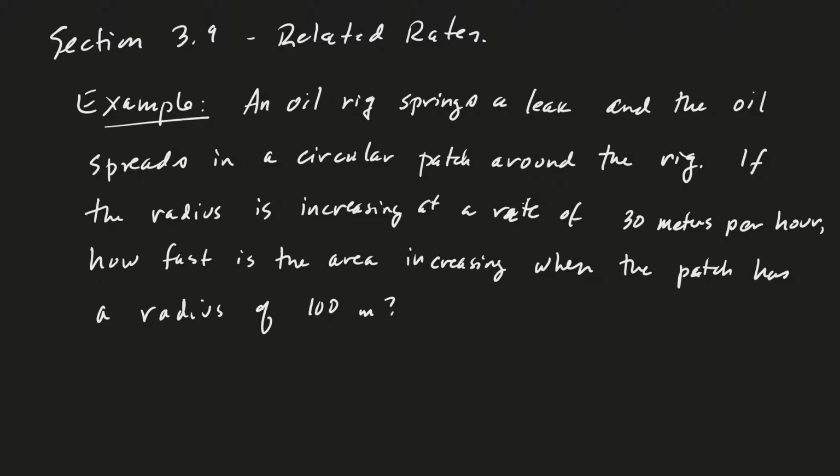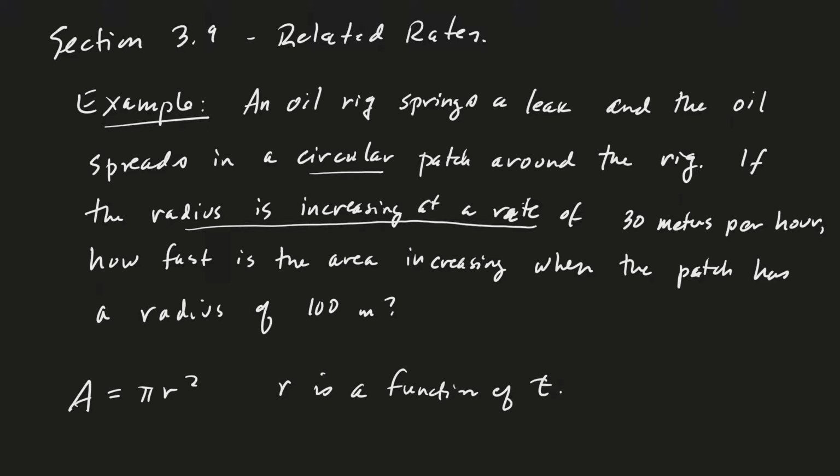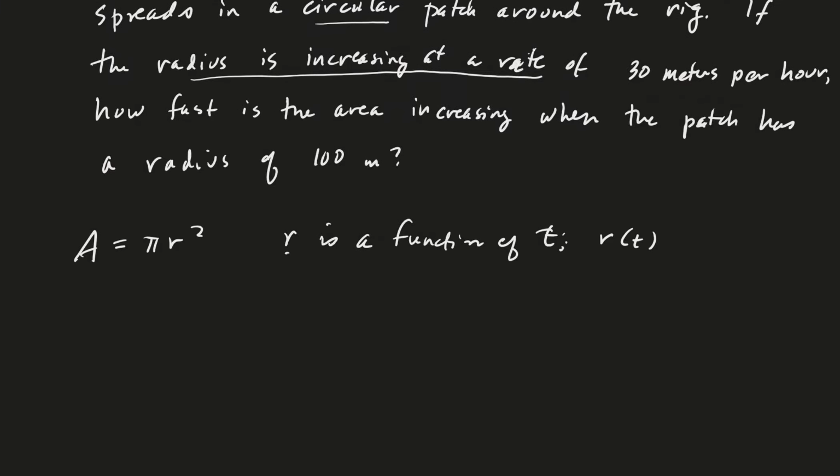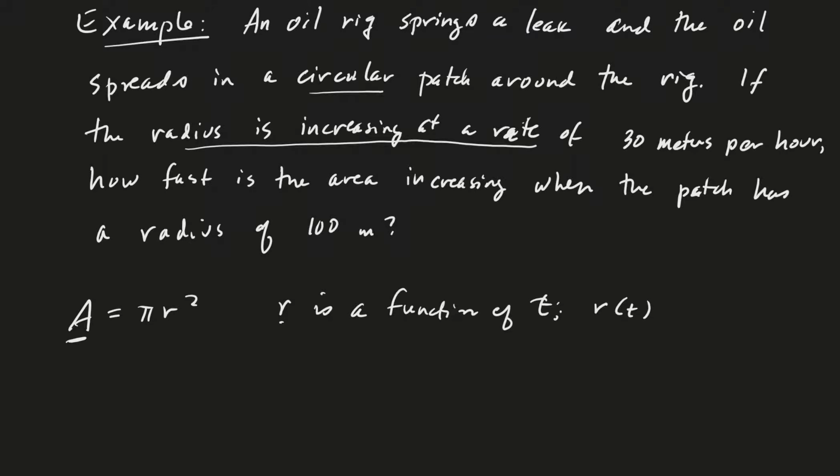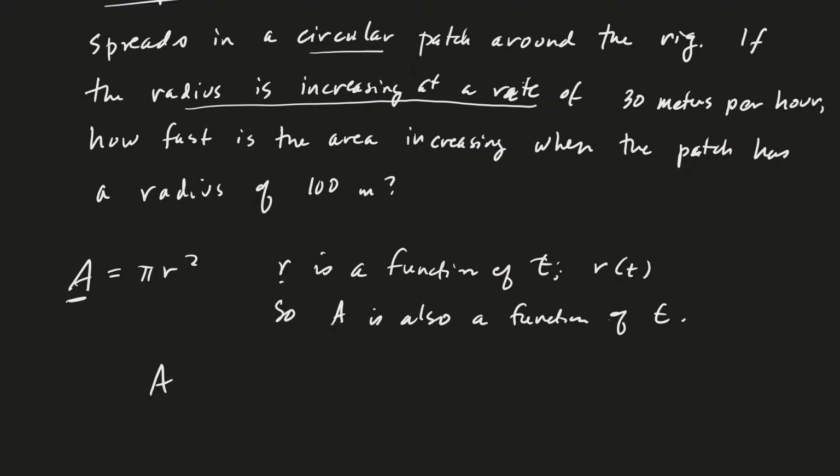Okay, so how are we going to figure this one out? Well, we need the formula for the area of a circle, right? And we know that in general, area is pi r squared. Now what's happening in this problem is that the radius is increasing in time, right? And so r is a function of t. So instead of just writing r, we're going to write r of t. And similarly, that means that A must also be a function of t, because r is a function of t. So I would rewrite my formula as A of t equals pi times r of t squared.